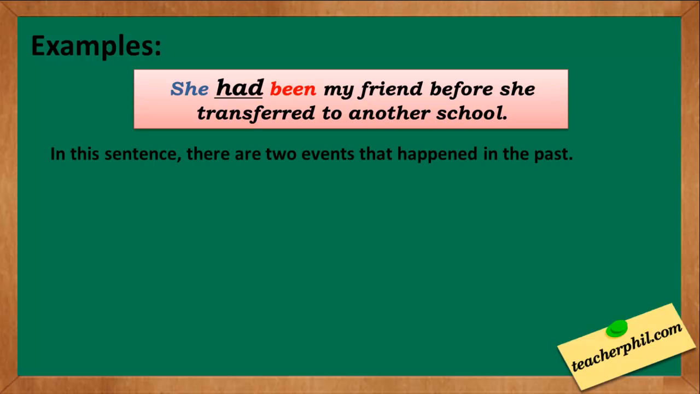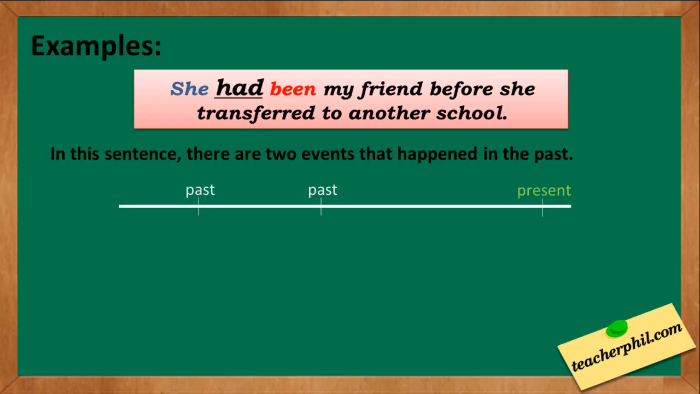In this sentence, there are two events that happened in the past. Let's try to break them down. This will be the present, or the moment of speaking, and the two past events. The first past event is, she was my friend. The second one, she transferred to another school.